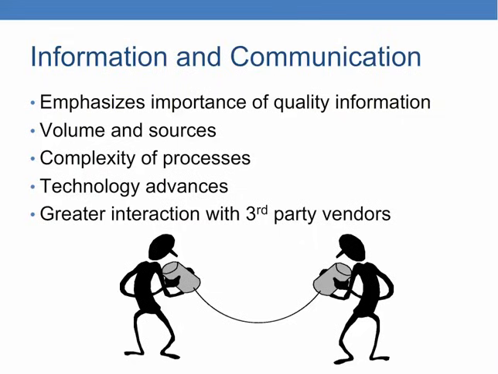The following things should be considered when making those decisions. There should be an emphasis on the importance of quality information, the volume and sources, complexity of processes, technology advances, and greater interaction with third-party vendors.